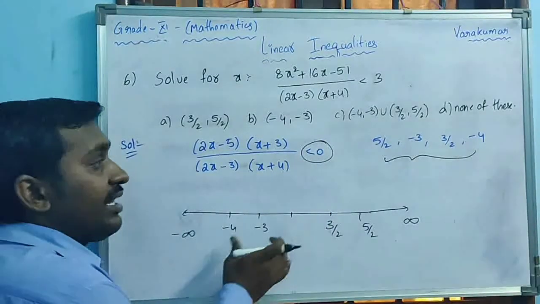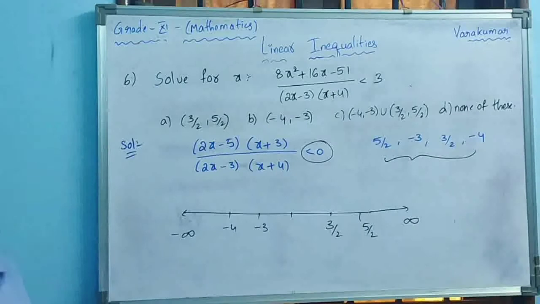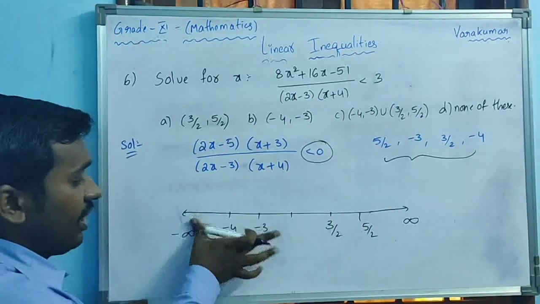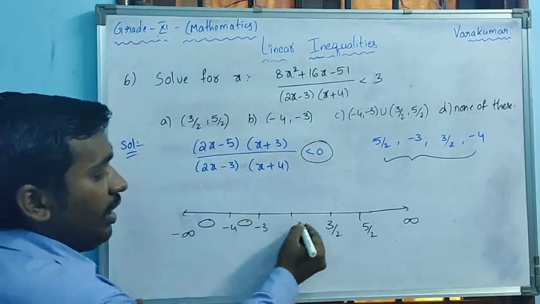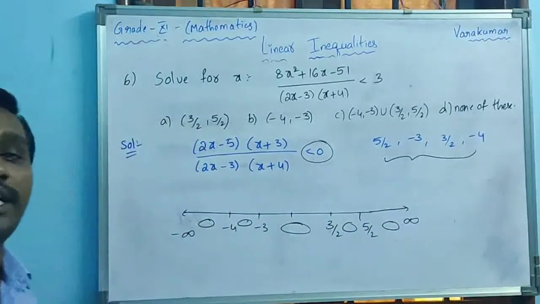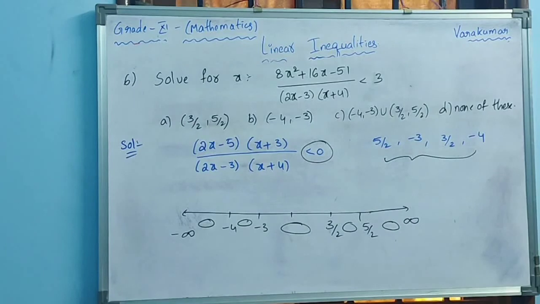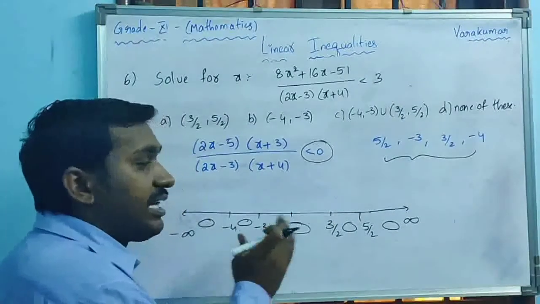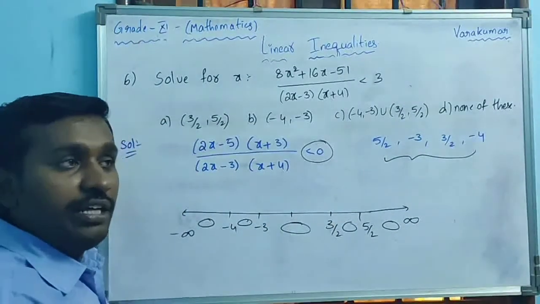So now on the number line, let us mark all those points. Now, here one region, minus infinity to minus 4, one region here, one here, and one more. So in total 5 regions will be obtained. So in these 5 regions, how is this value going to fluctuate? It is plus, minus, like that. According to us, less than 0, so only the minus-value region is required.